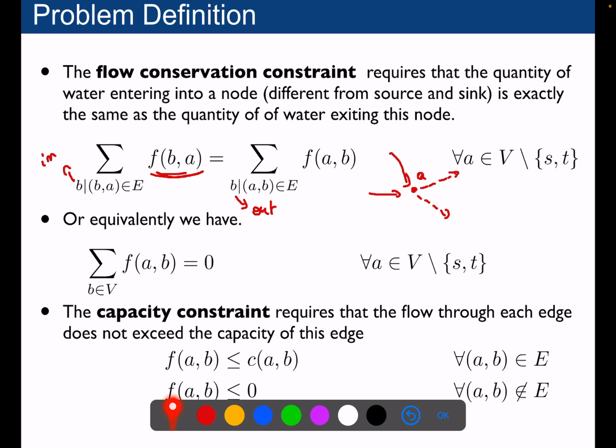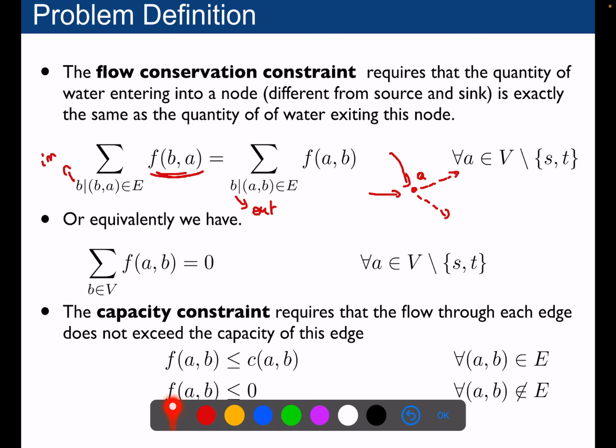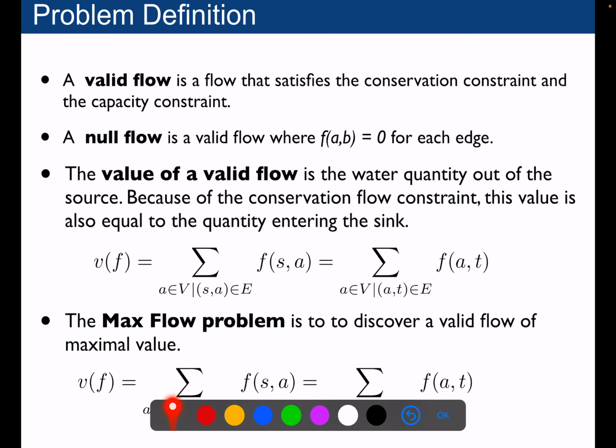Of course, if the edge AB does not exist in your graph, you have that the flow AB is less than or equal to 0. That one cannot be positive either. A valid flow is a flow that satisfies the conservation constraint and the capacity constraint. And a null flow is a valid flow where you have 0 for every edge.